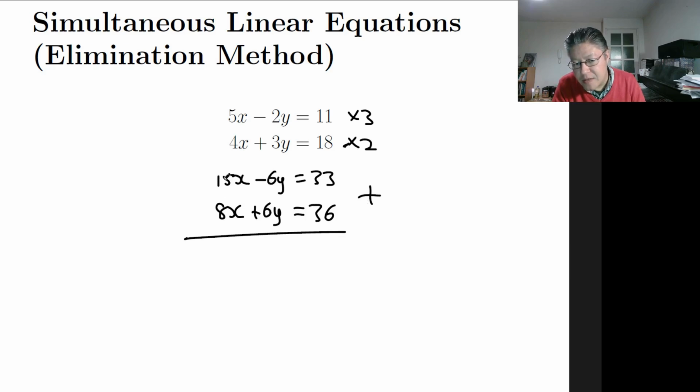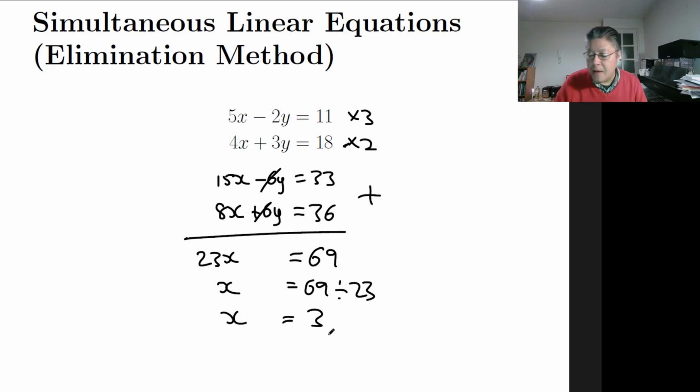So let's add the x's. 15x plus 8x is 23x, and we have minus 6y plus 6y. They cancel because they have opposite signs. So there you go. Equals, and 33 plus 36 is 69, and now there's no y's left. We've eliminated the y's. So now we can solve this for x. We just have to divide both sides by 23. So 69 divided by 23, and therefore x equals 3.